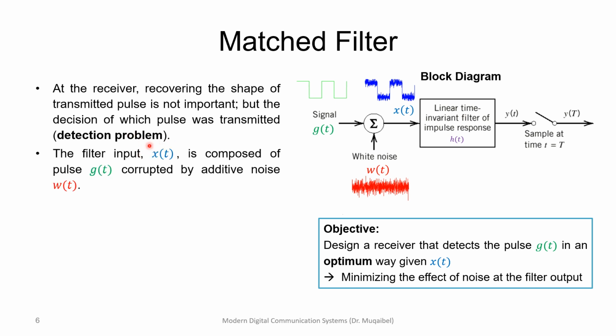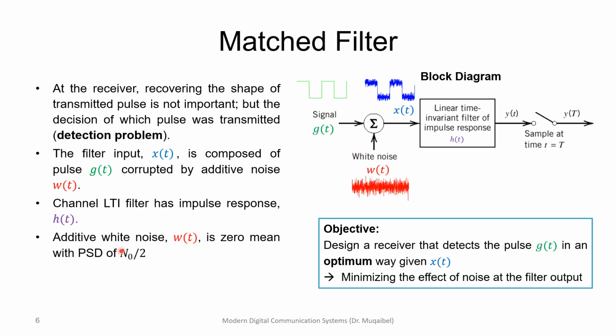So the filter input x of t is composed of two parts, as we mentioned, and we would like to design this optimal filter. We will assume in our analysis that this noise is zero mean with power spectral density N naught over 2. It's additive because we are adding it here. It's additive white noise, so all the analysis will be valid only in the presence of additive white noise with zero mean and power spectral density equal to N naught over 2. That's the mathematical representation of what we just mentioned.